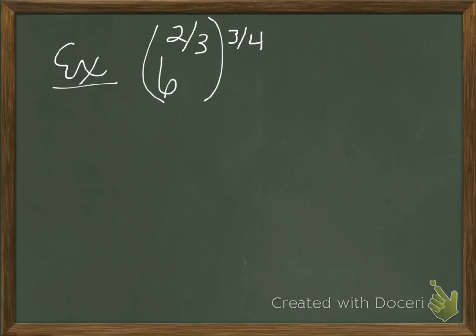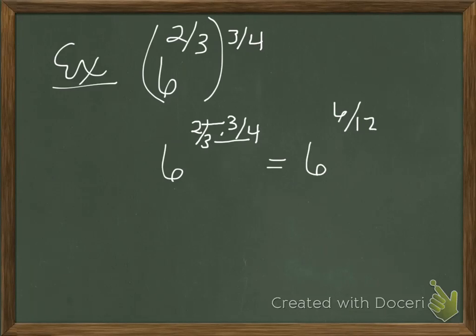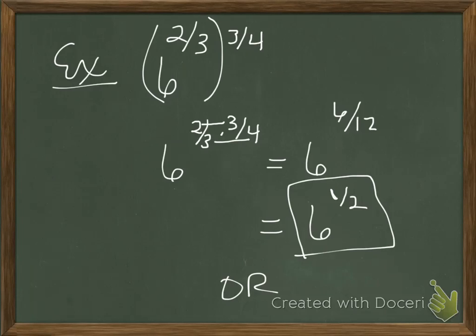If I have 6 to the 2/3 power to the 3/4 power, remember that you are multiplying the exponents, and you go top to top and bottom to bottom. So this is going to be 6 to the 6/12 power, but 6 over 12 reduces, so this is 6 to the 1/2 power, which actually means the square root of 6. So if you wanted to write it that way, you could write it as the square root of 6.